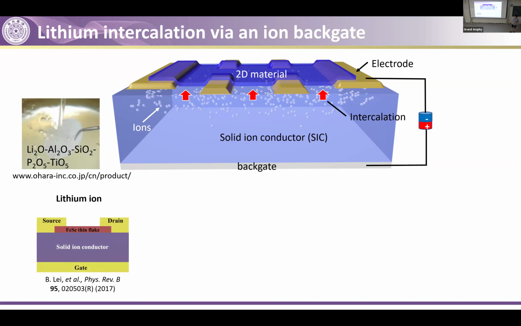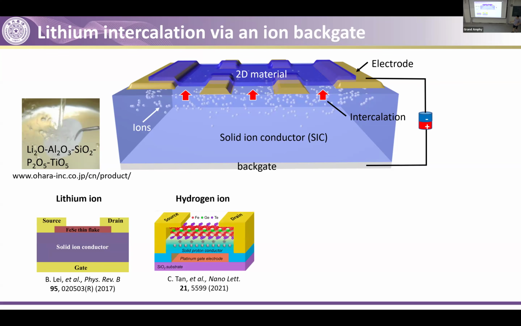What kind of material can you choose? For example, this lithium-containing substrate, which was developed because recently we are interested in lithium battery research. This was actually developed for lithium battery research, but one can use it to intercalate lithium ions into some materials. For example, this was initially used to tune iron selenide, and then you can reach a high superconducting temperature.